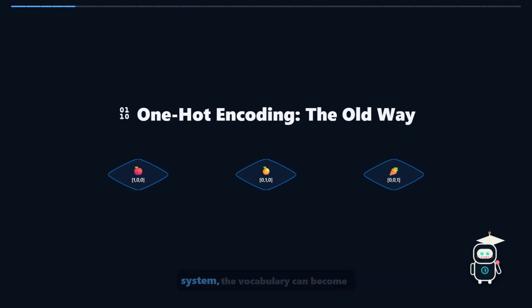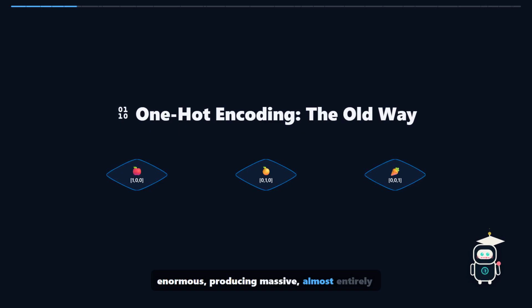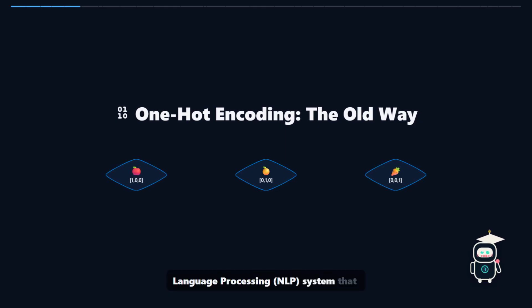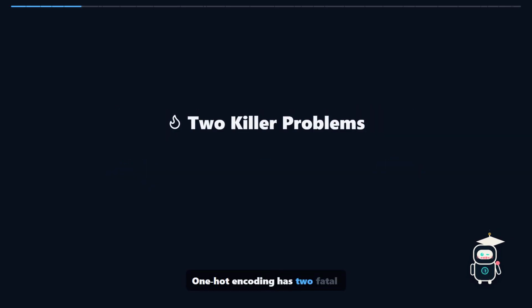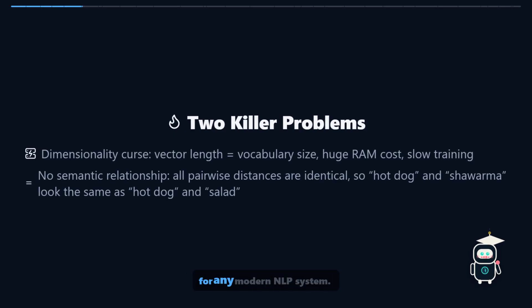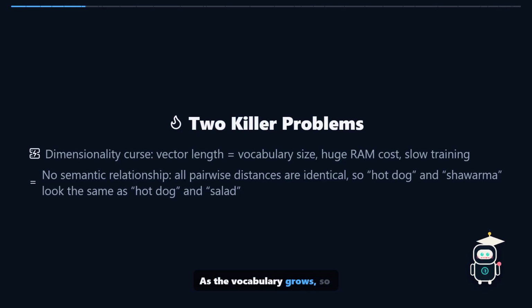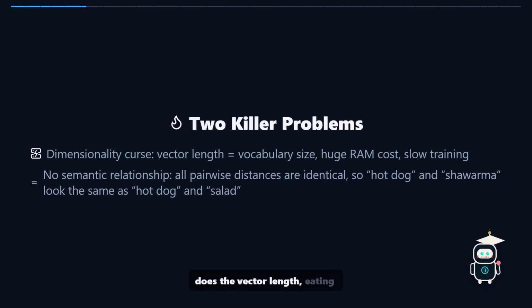For a support ticket system, the vocabulary can become enormous, producing massive, almost entirely empty vectors. This becomes a critical bottleneck for any natural language processing (NLP) system that needs to handle real-world text. One-hot encoding has 2 fatal flaws that make it useless for any modern NLP system. First, the curse of dimensionality. As the vocabulary grows, so does the vector length, eating up RAM and grinding training to a halt.